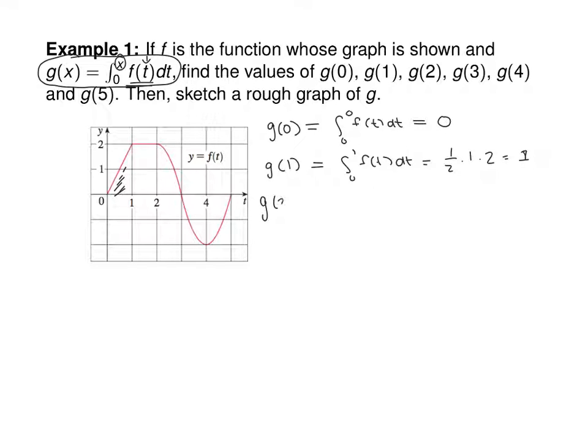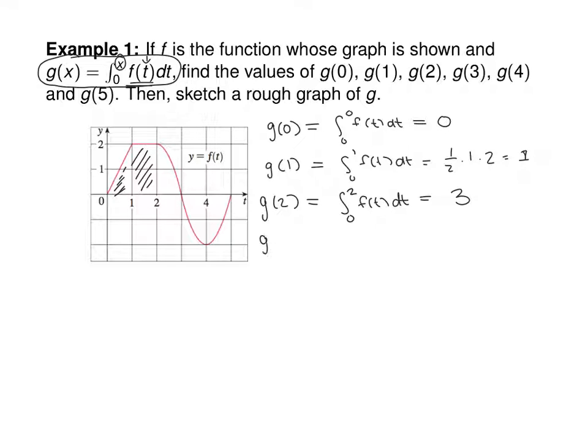How about g of 2? That's going to be the area underneath the f curve from 0 to 2. That's going to be 3. Do you guys buy that? Okay.